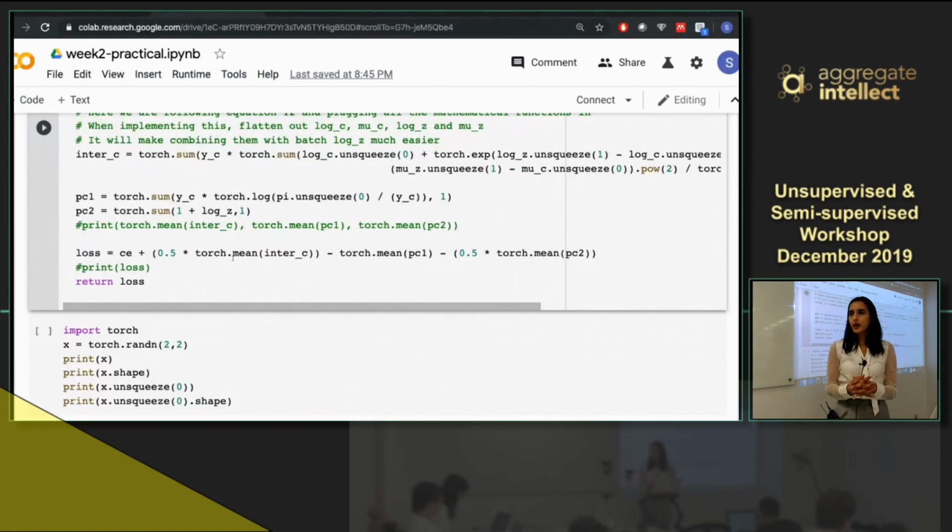Okay, welcome back, everyone. We're just wrapping up now. All of the code has been updated on the Colab notebook. We're just double checking to make sure it's all looking all right.